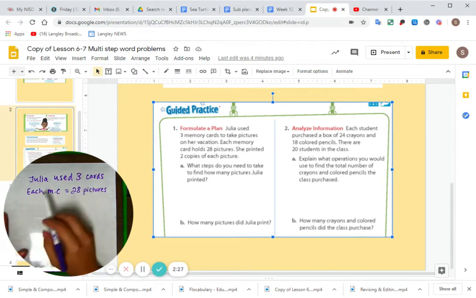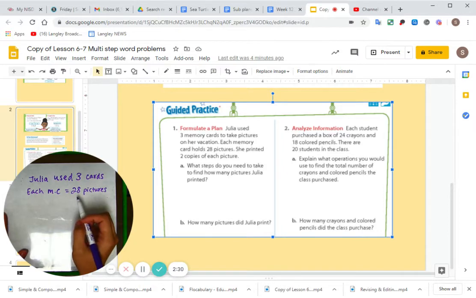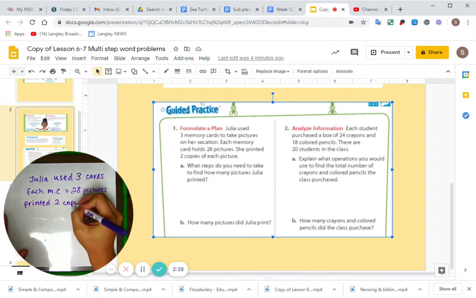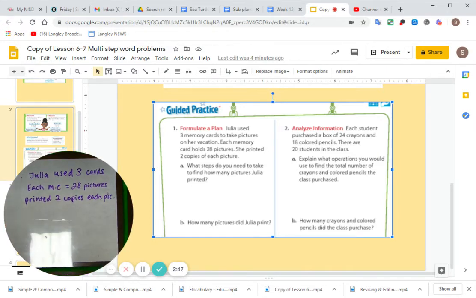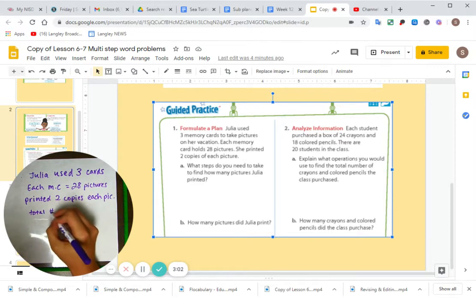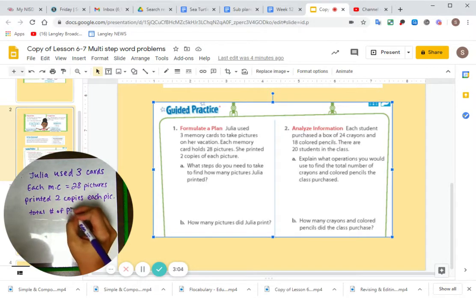Okay, so she used 3 cards. Each memory card holds 28 pictures. And then she printed 2 copies of each picture. So printed 2 copies each. Okay, each pic. I could do it like that, pic. All right, so printed 2 copies of each picture. So for A there, they say, what steps do you need to take to find how many pictures Julia printed? Okay, how many pictures? So they want to know the total number of pictures, pics, that she printed.